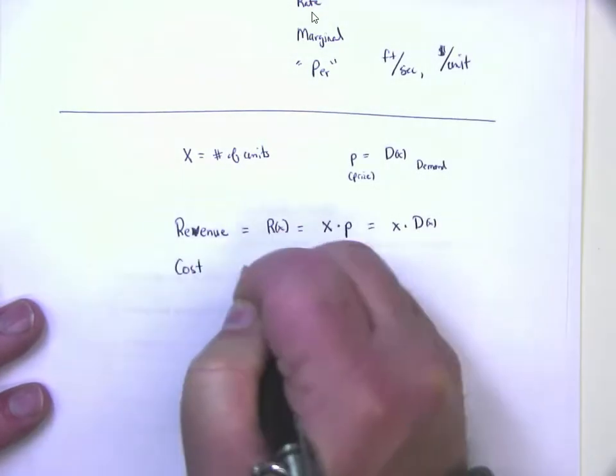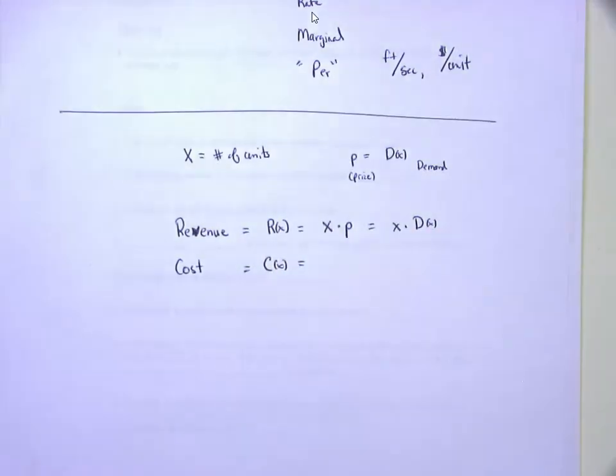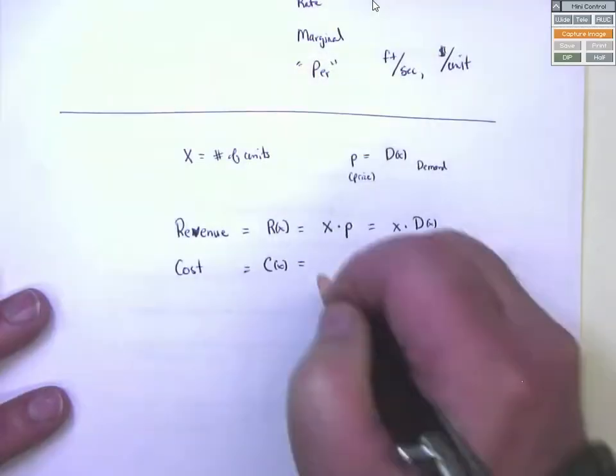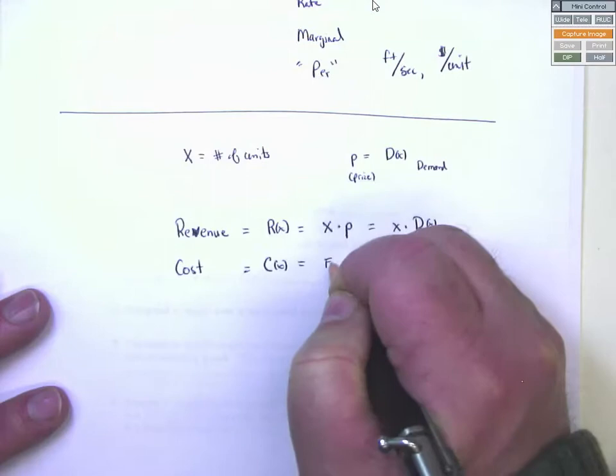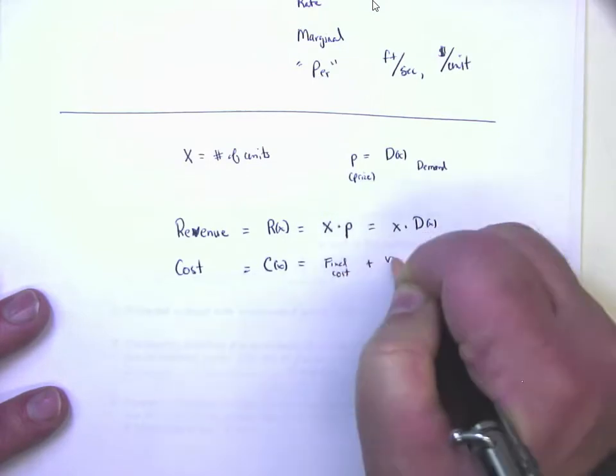Cost, the symbol for that is big C of X. A lot of the times, they're going to give you the cost equation. But sometimes, they're going to give you information that you're going to have to come up with. So your cost equation is going to be based upon something called the fixed cost plus what they call the variable cost.